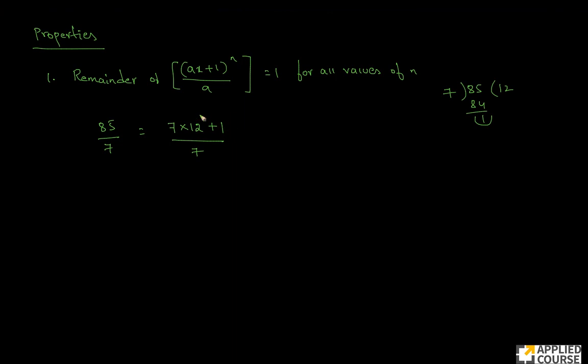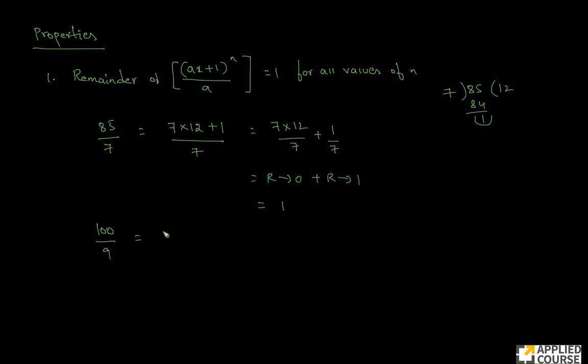So when you can write the expression in this way, 7 into 12 plus 1 by 7, whatever number you multiply with, the divisor should also be the same number. Then you will have the remainder 1. By applying the remainder theorem, I can write this as 7 into 12 by 7 plus 1 by 7. Here the remainder is 0 and here the remainder is 1. So 0 plus 1, 1. Right? Understood?